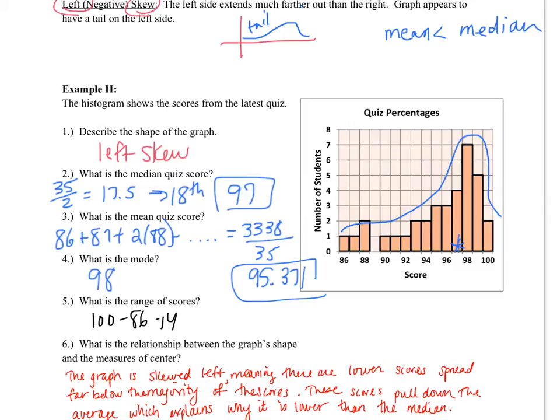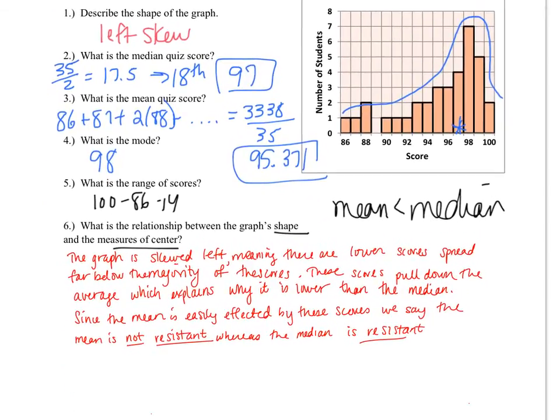Now when I look at the scores and I'm asked below to describe them in terms of shape and measure of center, something I want to focus on is the fact that my mean is lower than my median, and that occurs when I have a left skew because I have lower scores that pull down my average. A nice summary that I wrote at the bottom says the graph is skewed left, meaning there are lower scores spread far below the majority of the scores. These scores pull down the average, which explains why it is lower than the median.